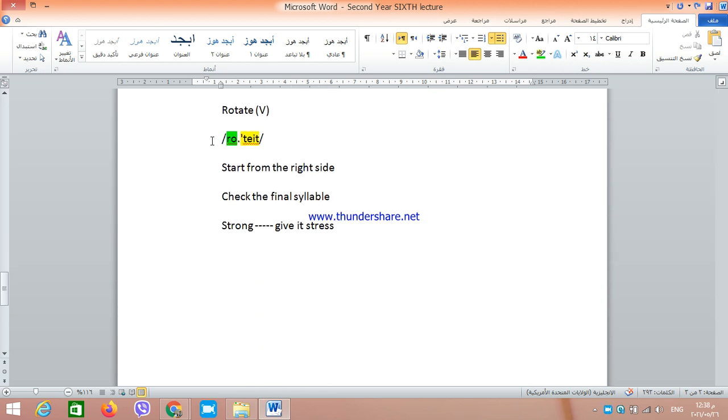One of the students asked about the verb rotate. Okay, this is a verb. We have two syllables. We have a look at the second syllable, the final one. We start from the right side and check the final syllable. It is strong, so we give it the stress. So you can practice with other verbs and other adjectives in the same way.